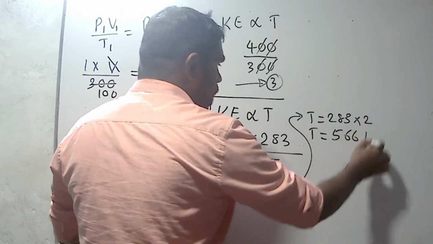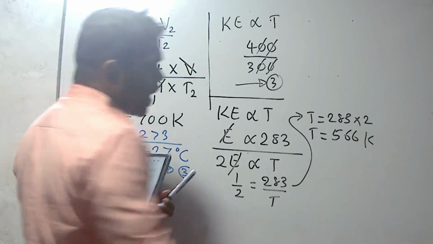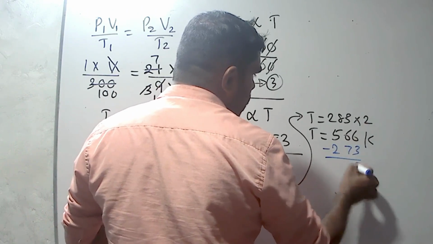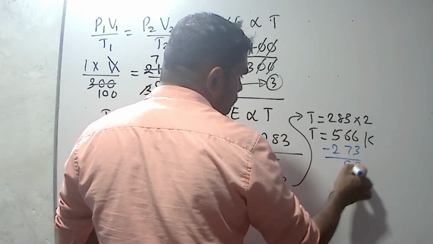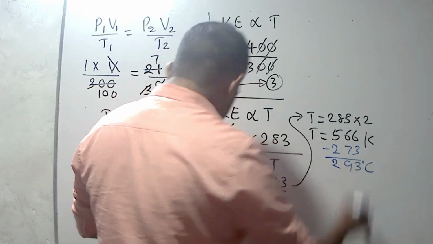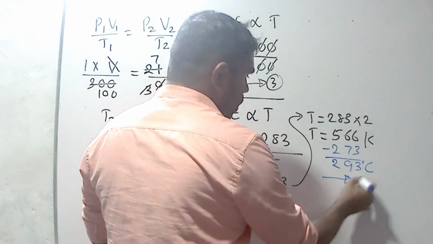It is in Kelvin. But again we have to find the Celsius value. To find the Celsius value, we have to subtract 273. 6 minus 3, 3. 16 minus 3, 7, 9. 4 minus 2, 2. 293 Celsius. Then the answer is 3.